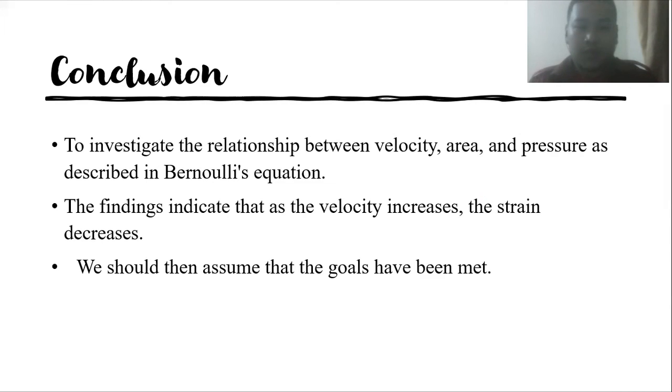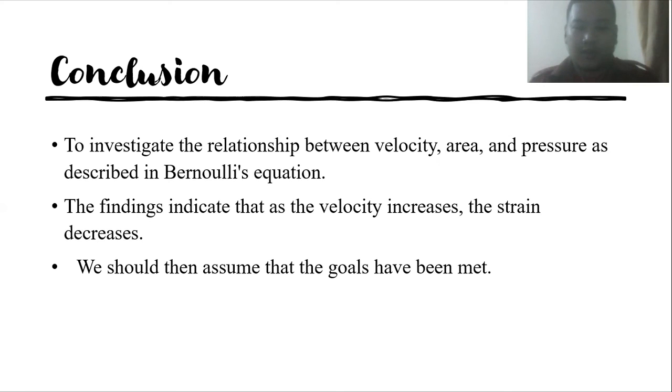For the conclusion, the aim of the experiment is to investigate the relationship between the velocity, area, and pressure as described in Bernoulli's equation. The density of the fluid is stable in the experiment, and the net friction force should be zero. We deduce that the flow obeys Bernoulli's theory. The findings in our experiment indicate that the velocity increases as the area decreases.